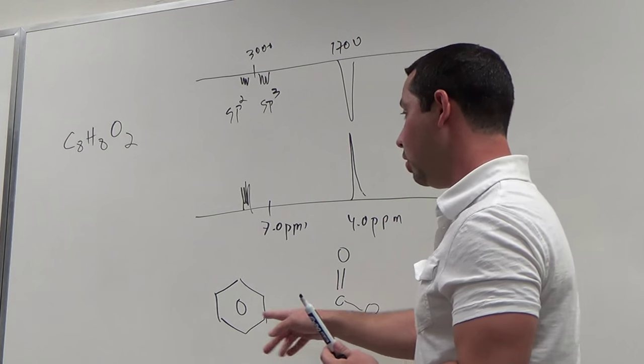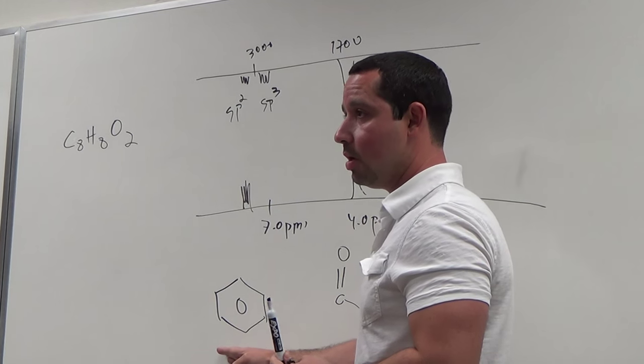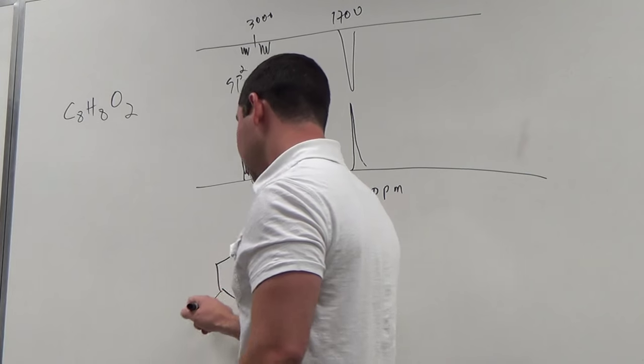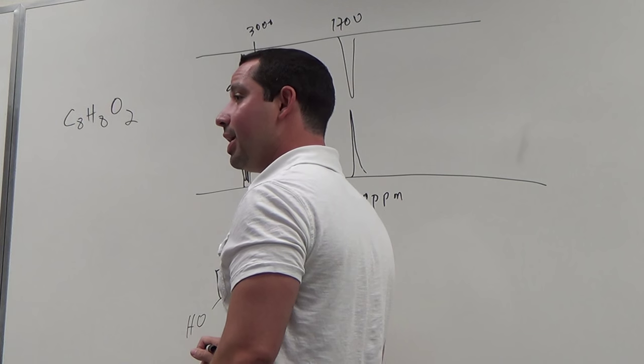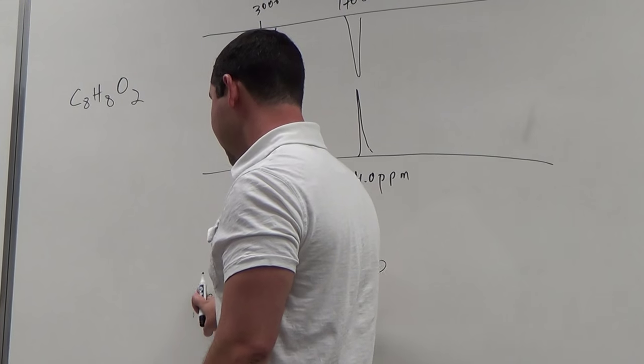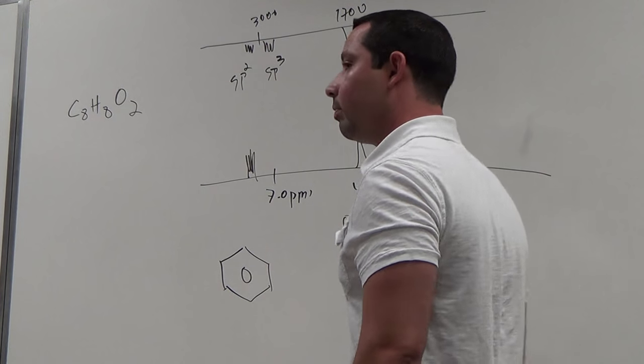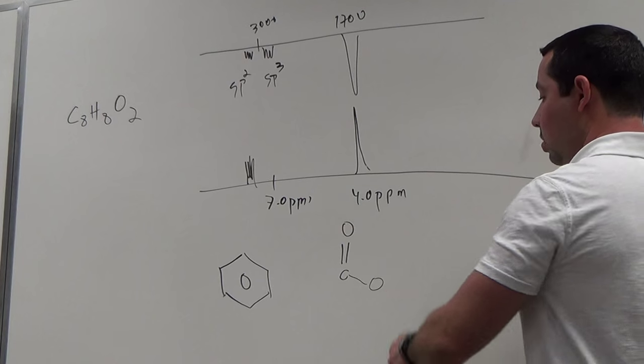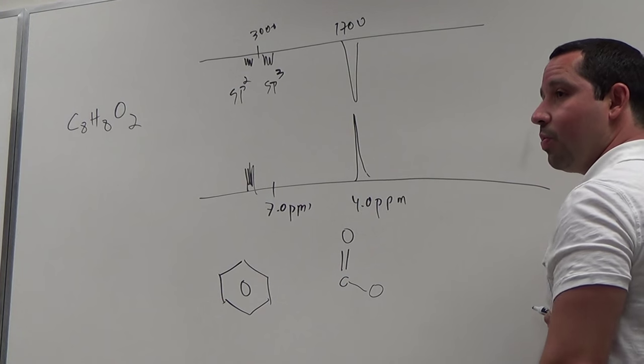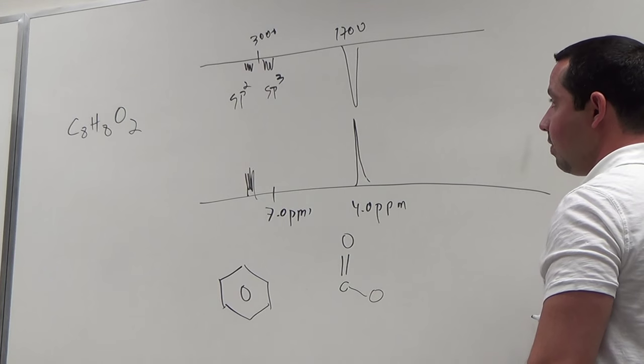I put it here. I could put it on the ring. If I put it on the ring, it might end up like that, or it could be an ether. We're not there yet. Let's do one thing at a time. So, does it look like we have an OH somewhere from here? No, we don't have an OH.